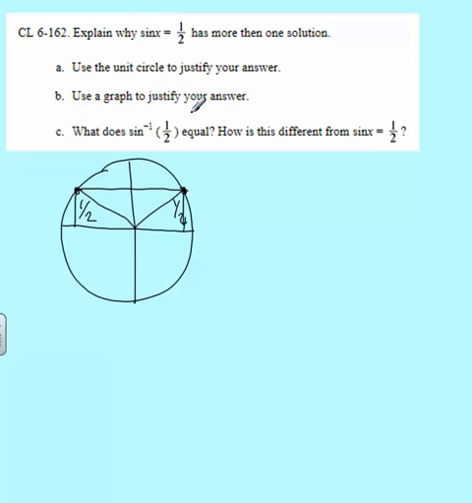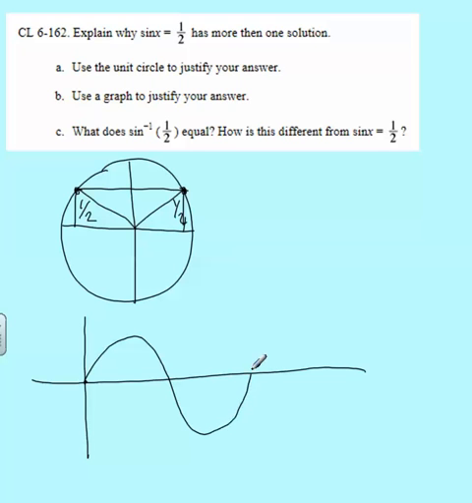Using a graph to justify the answer, we can do a quick sketch of a sine curve. Sine starts at 0, 0, goes up to 1, down to -1, and back to 1, and it's cyclical, so that graph repeats. And if we sketch a line at 1/2, we can see that there will be an infinite number of solutions at 1/2.